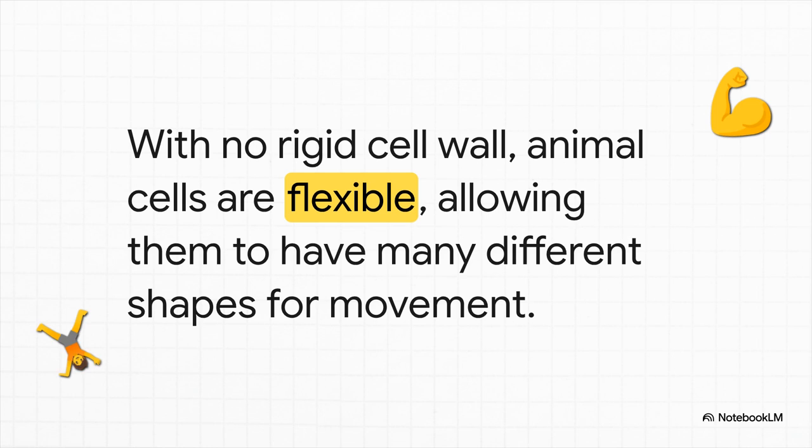Without that rigid wall, animal cells can be all sorts of different shapes. And this is what allows animals to move. I mean, think about your own muscles. The reason they work is because those cells can change their shape.